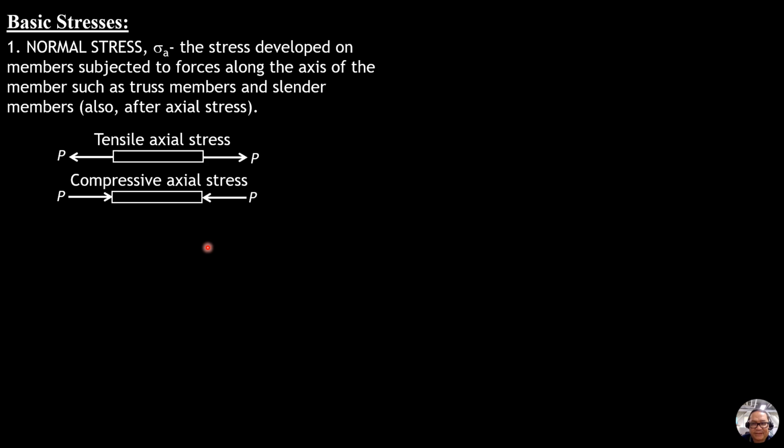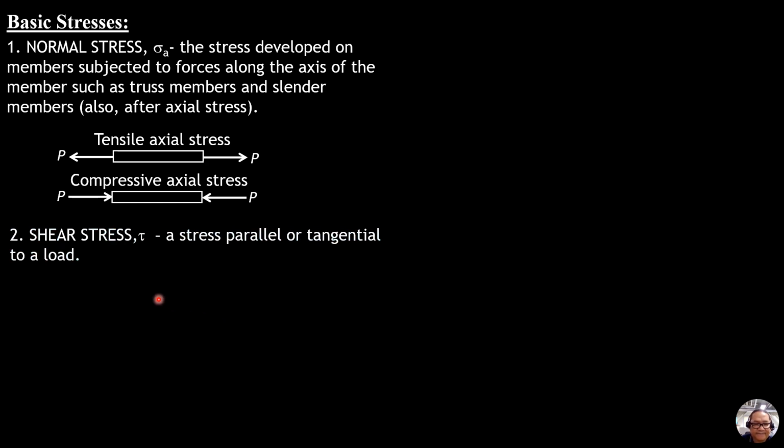Shear stress is denoted by the symbol tau, and it is a stress parallel or tangential to a load. If we have a body here that is held in equilibrium by putting it on this fixed surface, this is the cross-sectional area. The load will be transmitted. One component is parallel to the area, the other one is perpendicular to the area.